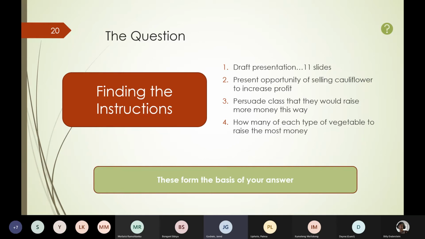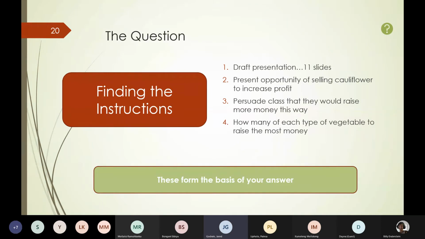And then speaking about the number, that's the 4th instruction. It really did say in the instructions how many of each type of vegetable to raise the most money. And yeah, if you tackle these 4 sections, this is what the question was asking.